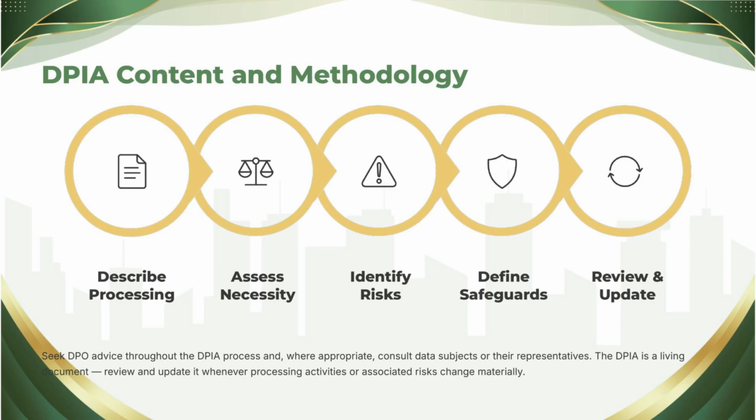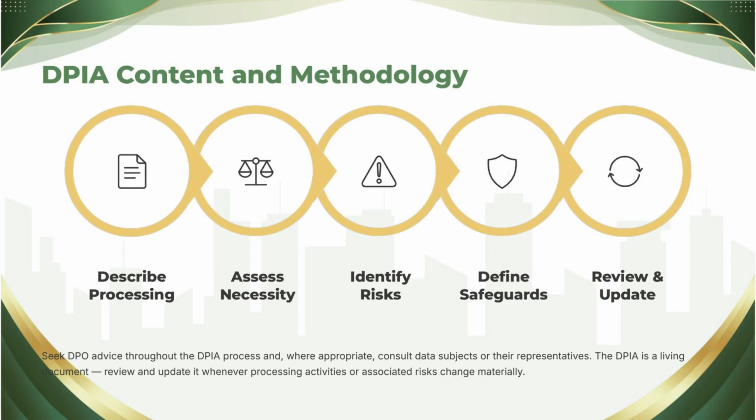Think in harm scenarios, discrimination from a biased score, distress from exposure, physical danger from a location leak, exclusion from a service, chilling effects from surveillance. For each, weigh likelihood and severity. A simple risk matrix serves well.